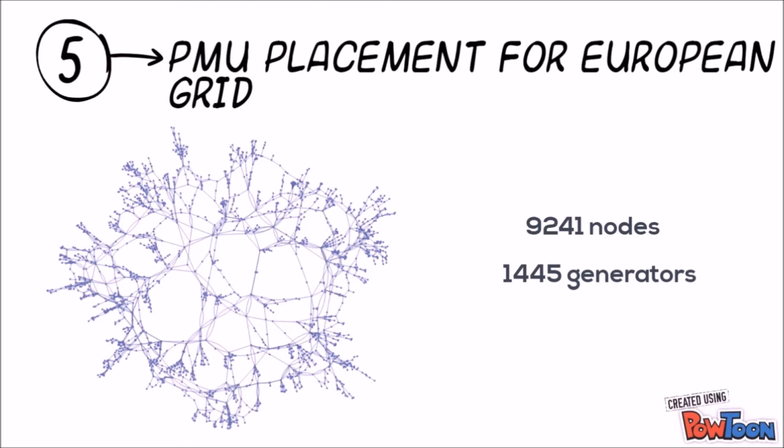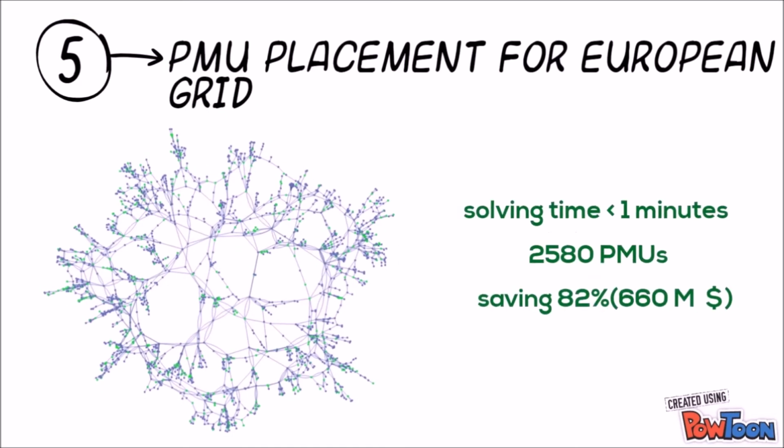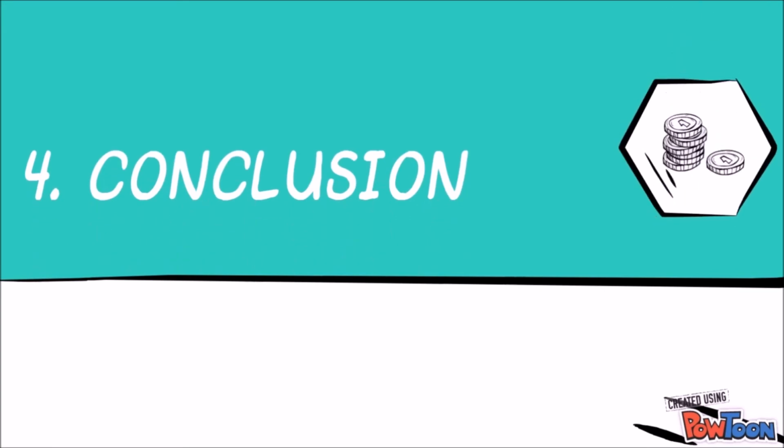This is an illustration of this 9,000-bus system, and after running optimization we were able to solve this problem right from scratch in less than 1 minute. And we identified 2,580 locations where we have to place a PMU in order to make the system observable, and that is roughly 80% cost reduction.